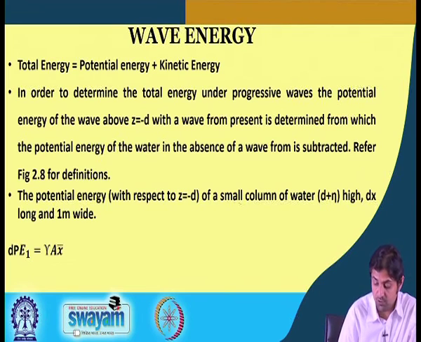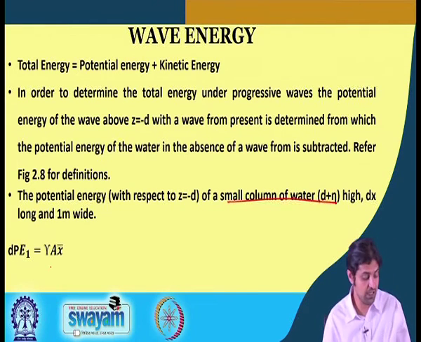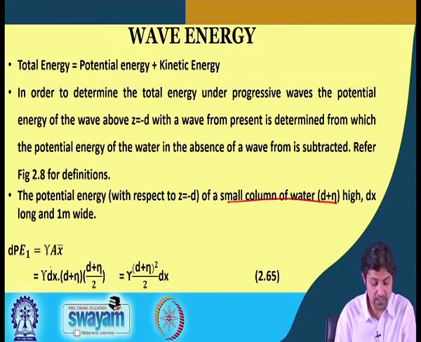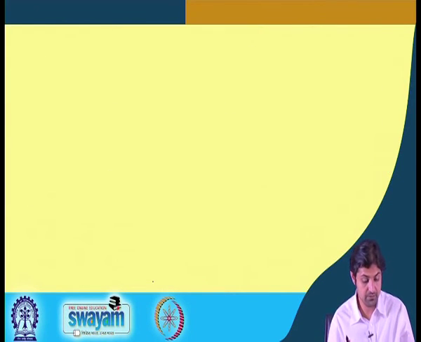If we have a small column of water of height d plus eta, where dx is the length and 1 meter wide, the potential energy will be gamma A x bar. All right. Area will be d plus eta, into d plus eta by 2, into dx. So, the potential energy will be gamma into d plus eta whole square by 2, multiplied by dx. So, this is the potential energy of a small column of water.